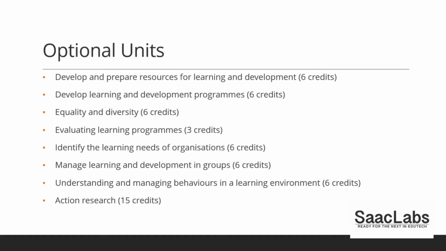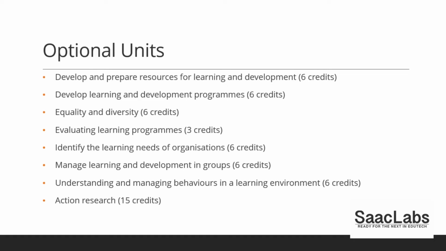And then the final module, which constitutes 15 credits, is Action Research. During Action Research, I keep using the word unit and module. For the purpose of this qualification, we refer to the various subjects as units, so please apologies if I use these words module and unit interchangeably. Let me correct myself, unit.